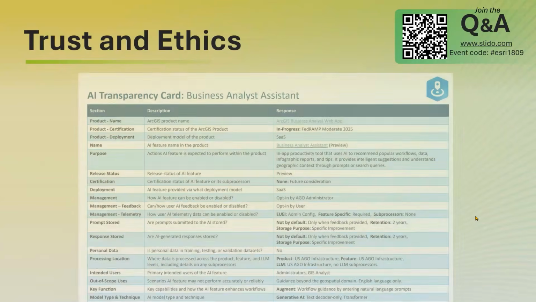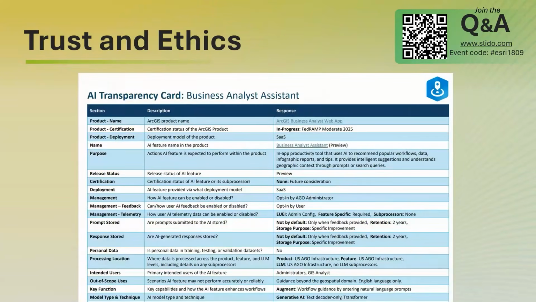And lastly, for AI assistants in public preview, you can access transparency cards, which provide in-depth details about our AI features, their structures, and the principles guiding their development and deployment. This gives you the chance to do your research, visit our Trust Center, and make an informed decision whether AI tools are right for you and your organization. If you have any questions about trust and security of AI in ArcGIS, please submit your questions on Slido, and we'll aim to answer them at the end of the call.